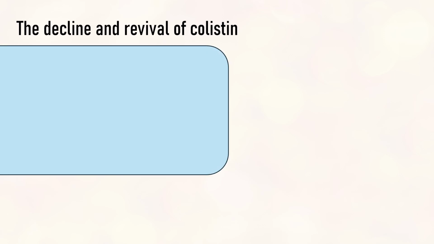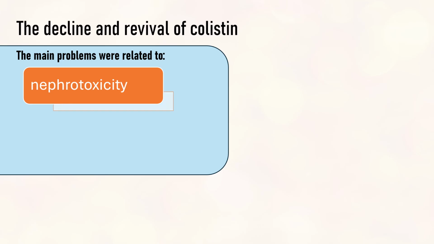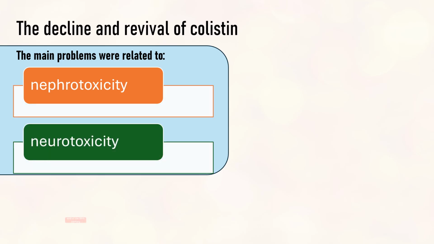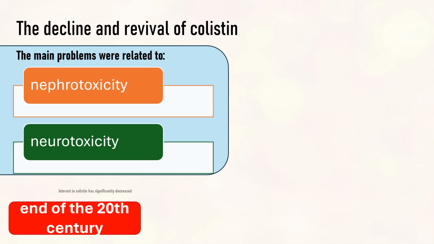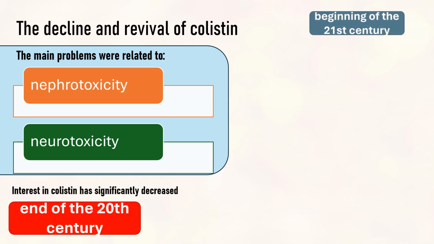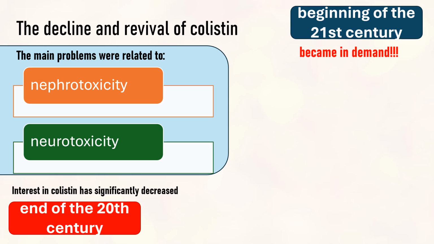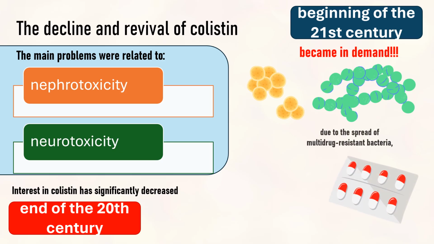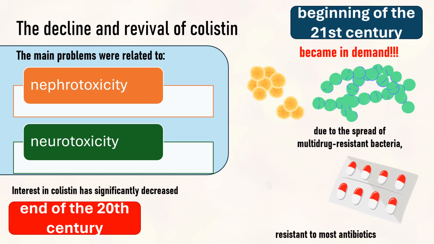The decline and revival of colistin. The main problems were related to nephrotoxicity and neurotoxicity. At the end of the 20th century, interest in colistin declined significantly. However, since the beginning of the 21st century, the drug has regained popularity due to the spread of multidrug-resistant bacteria resistant to most antibiotics. Today, colistin is considered a last-line antibiotic.